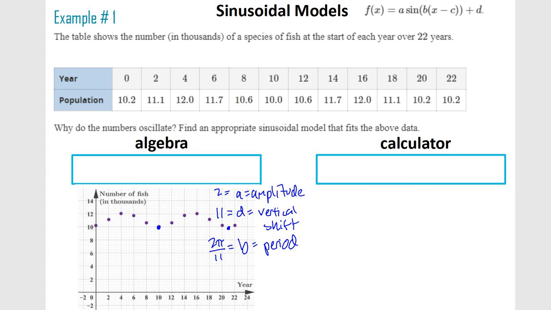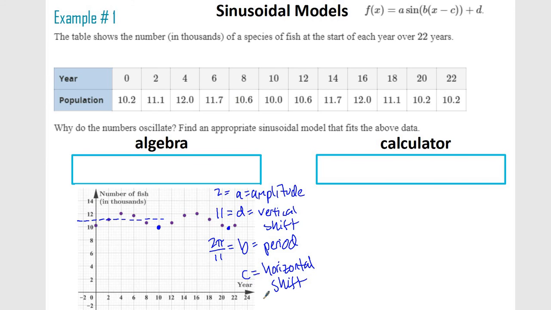Okay, so for C, that would be the horizontal shift. So that's going left or right. How Cognity did it is that they said there was a relationship between, well, since the vertical shift was at y equals 11, our equation's not going to quite be at 2. It's probably going to be a little bit under.